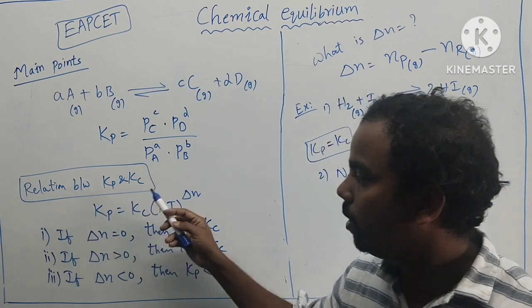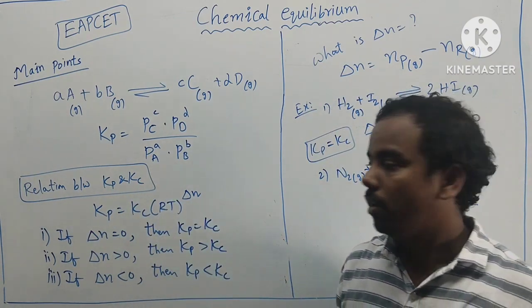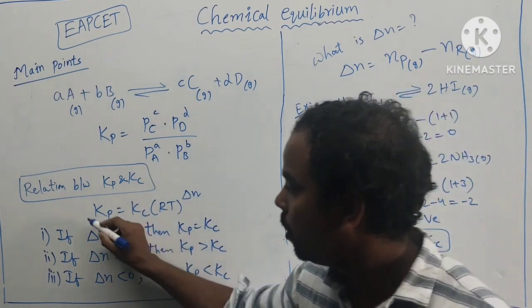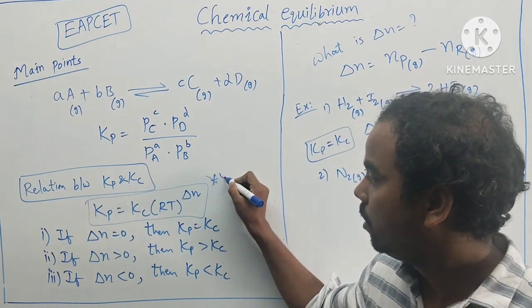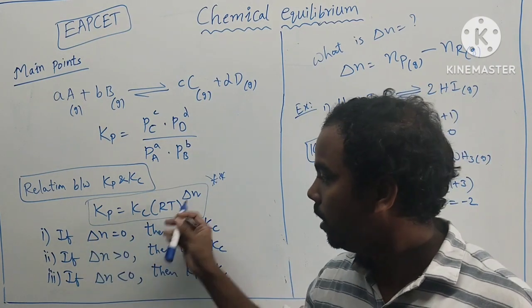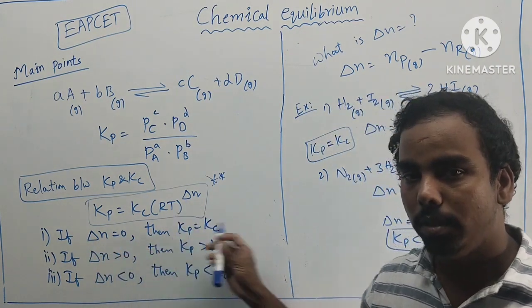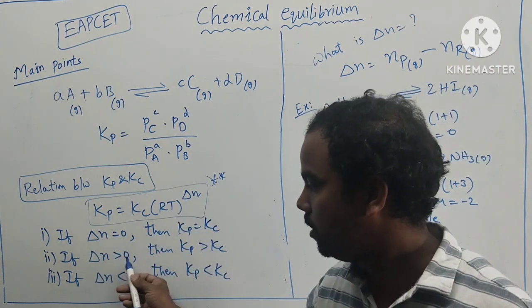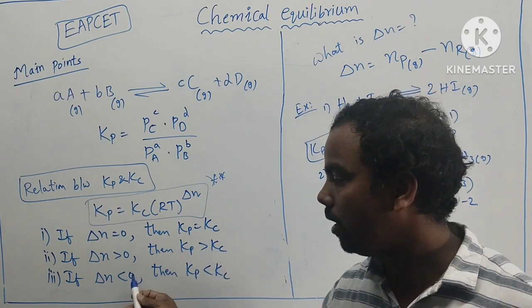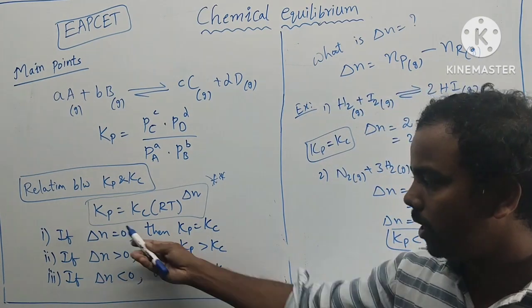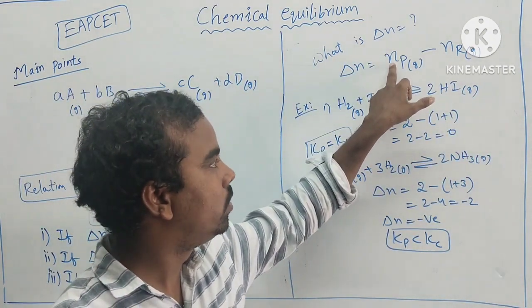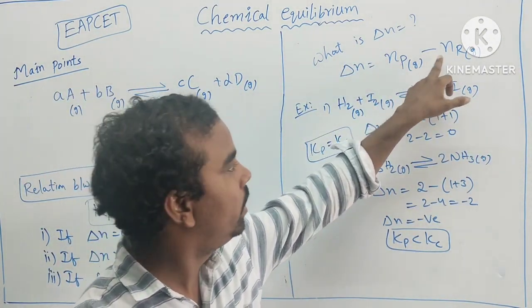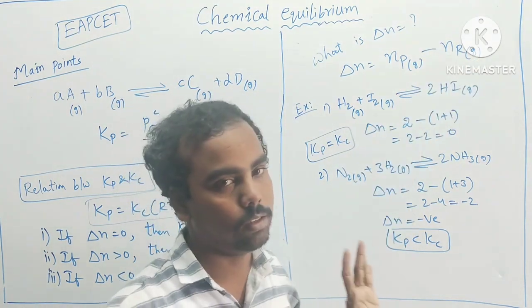Next, the very important relation between Kp and Kc. Kp is equal to Kc into RT whole power delta n. So very important. If delta n equals 0, then Kp is equal to Kc. If delta n is greater than 0, then Kp is greater than Kc. If delta n is less than 0, then Kp is less than Kc. So what is delta n? Delta n means number of moles of gaseous products minus number of moles of gaseous reactants.